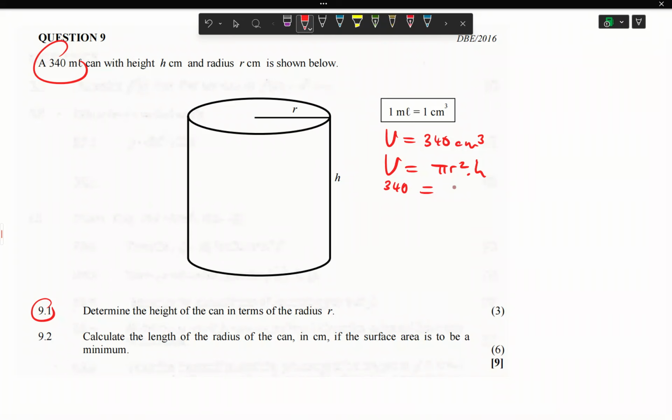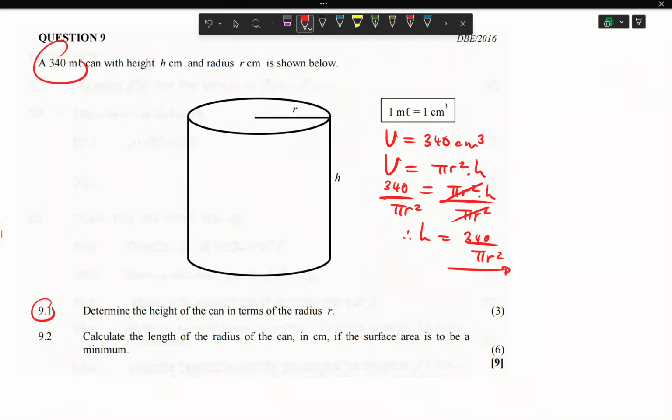So the volume is 340, and then this is pi r squared times h. Divide both sides by pi r squared. So the volume, guys, is just the area of the base multiplied by height. So h is equal to 340 all over pi r squared. So now this is in terms of r there. So now calculate the length of the radius of a cone in centimeters if the surface area is to be a minimum.